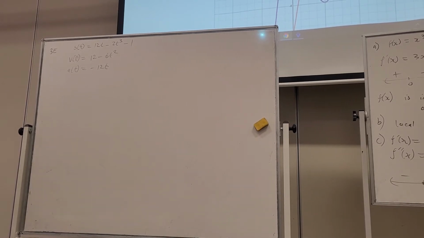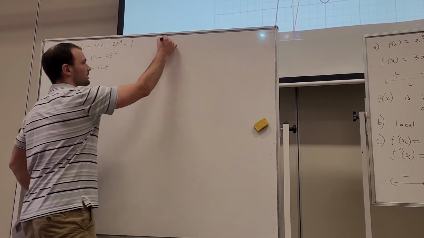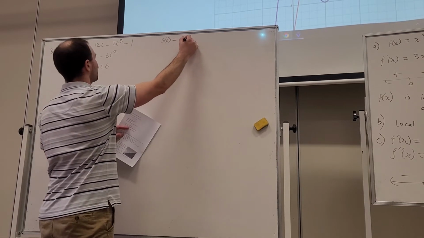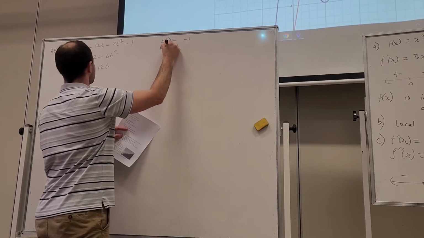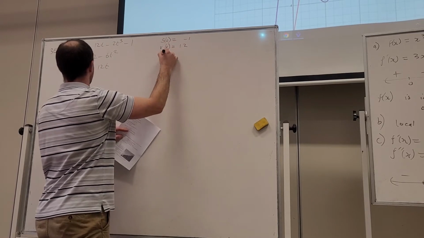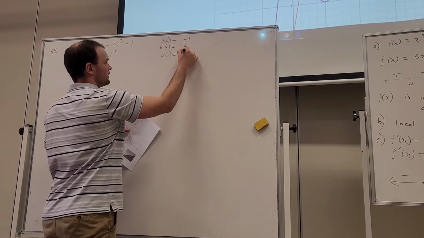Find the initial conditions. So that means the initial displacement, initial velocity, initial acceleration. So let's do that up here. S of 0 is going to be -1. V of 0 is going to be 12. And A of 0 is going to be 0.